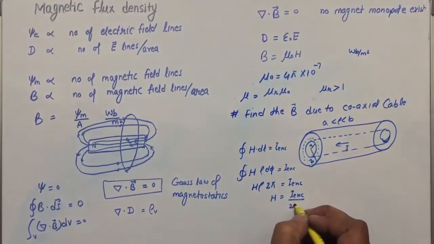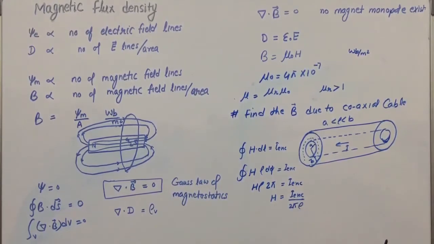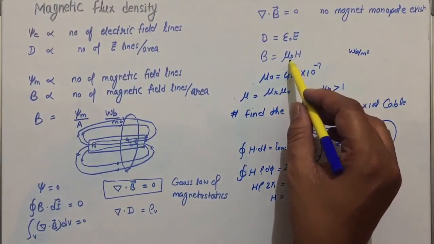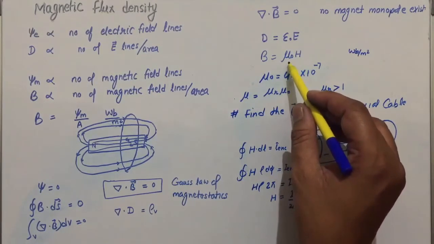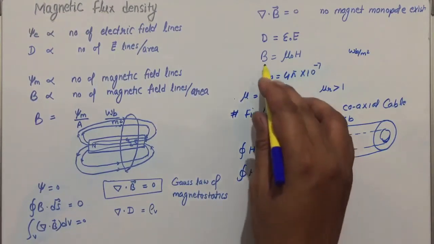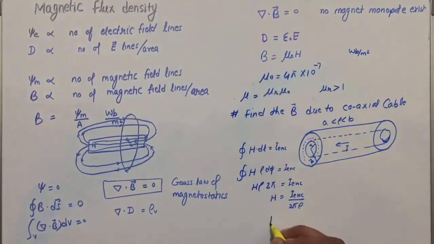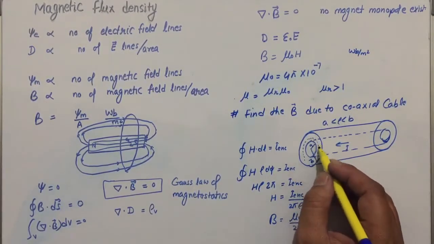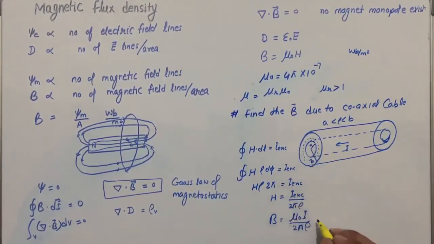From here we have H is equal to I enclosed by 2 pi rho. And if it is a free medium, then if we multiply by mu naught, we can get B. So from here we can write B is equal to mu naught I divided by 2 pi rho. This will be in the phi direction, A phi.